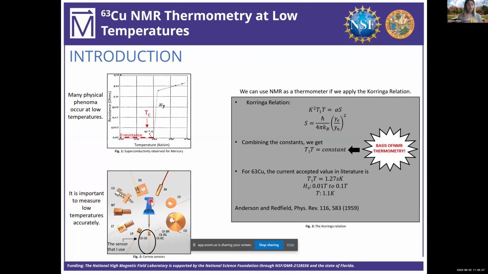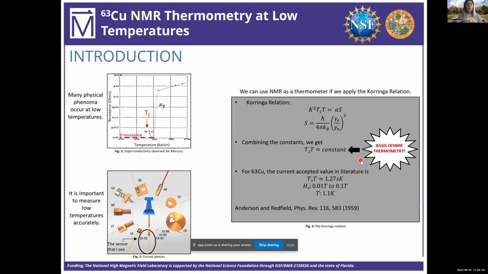Most sensors are dependent on field and aren't very accurate at low temperatures. So, how can we improve accuracy and precision at low temperatures? We could use NMR as a thermometer. This is based on the Korringa relation, which is given by these two expressions. And what's important here is that it depends on fundamental constants.